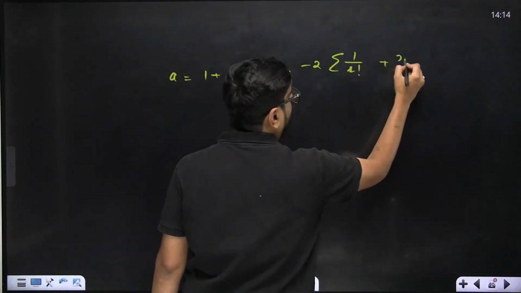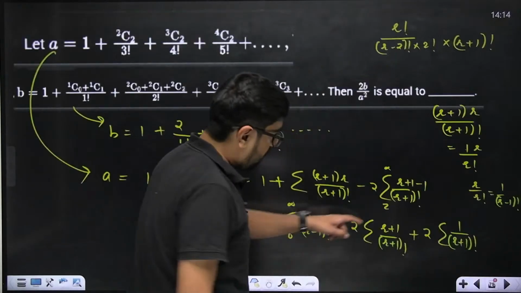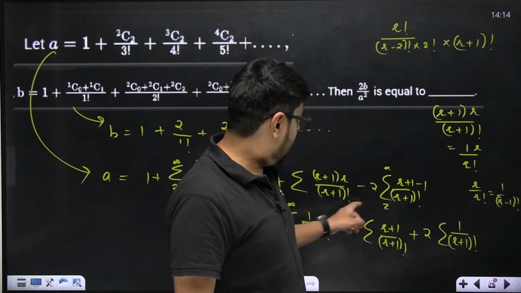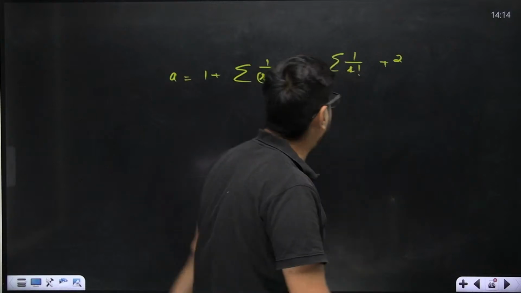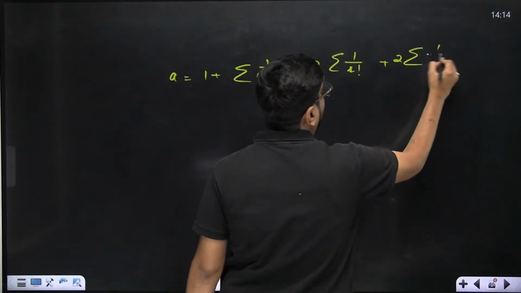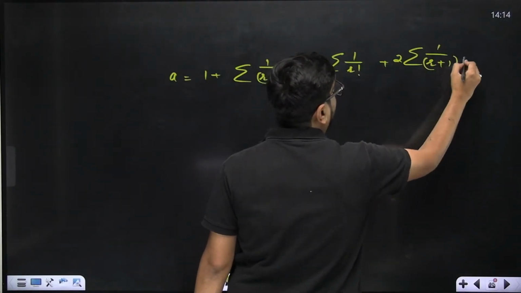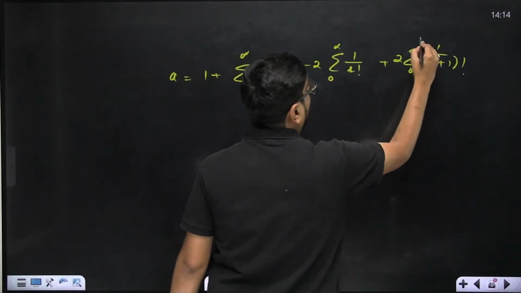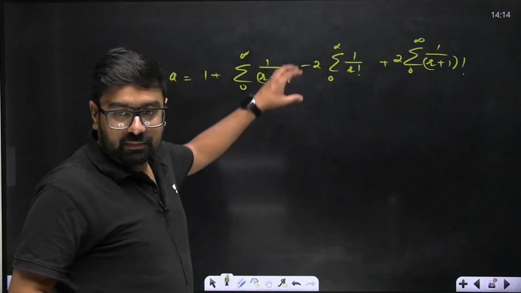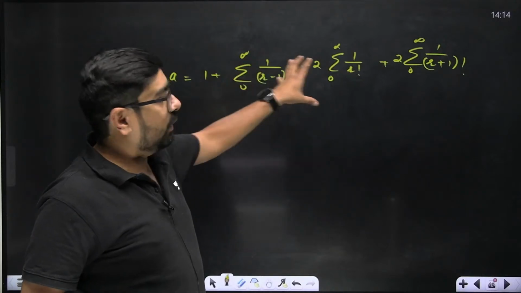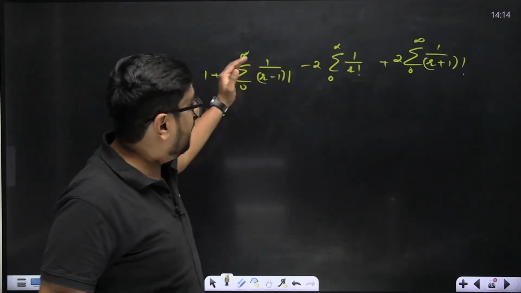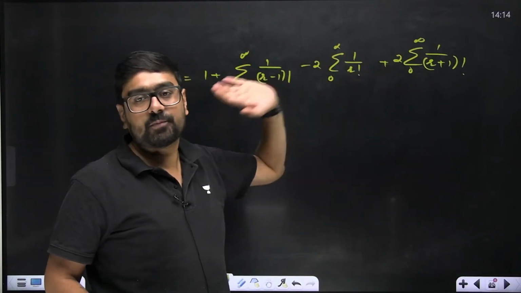Plus 2 into, this became plus because here we split it with a minus, so minus and minus will become plus, right? Plus summation of 1 upon r plus 1 factorial, plus 2 times summation of 1 upon r plus 1 factorial. Now pay attention, 0 to infinity, 0 to infinity, 0 to infinity. If you solve 2-3 questions of this type also, you'll be able to solve them on your own. Don't worry, very fast here, but understand the explanation very clearly.